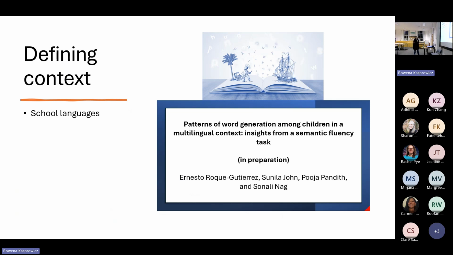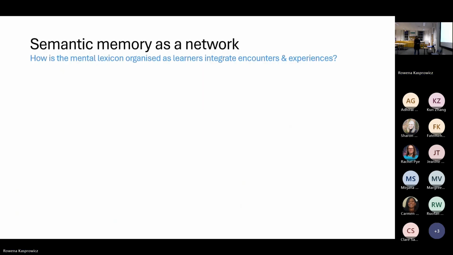So we decided to look at, okay, if the language of instruction changes, but the target language is being taught in both, would there be any change in the semantic networks that these children have? So we picked on semantic networks to just get a sense of what school languages were doing. And this is a paper in preparation. The idea was that languages are emergent, languages are basically driven by the encounters and experiences the children had. We were using language of instruction as an index of what might be happening.